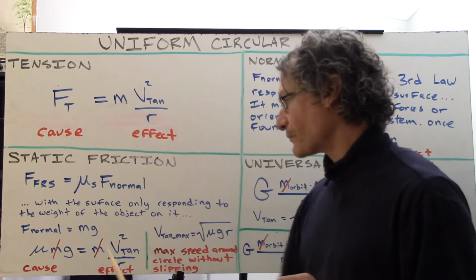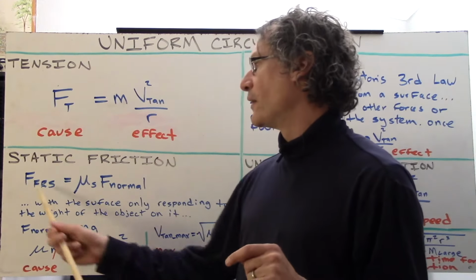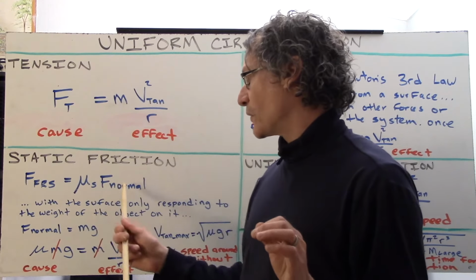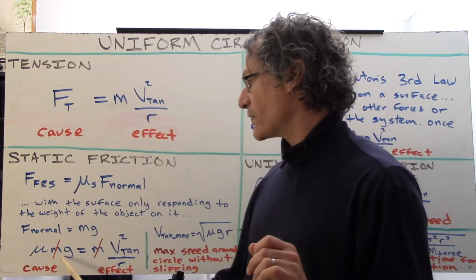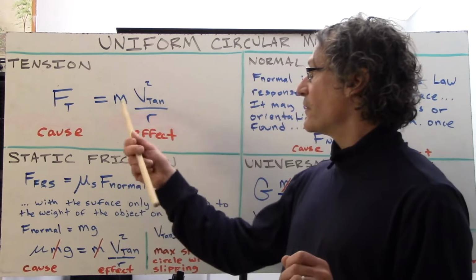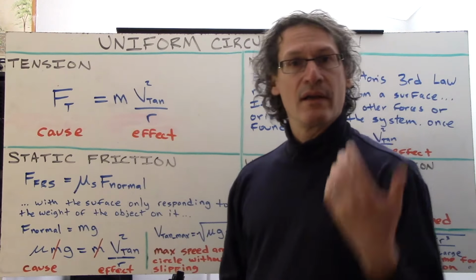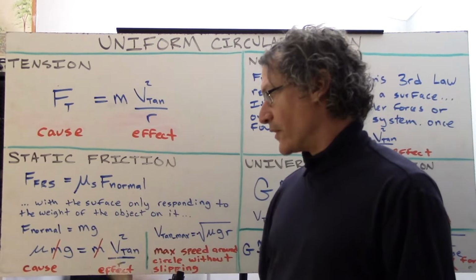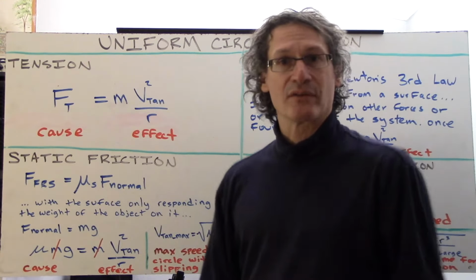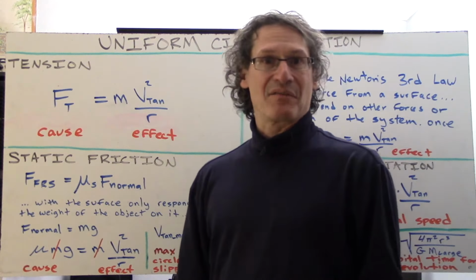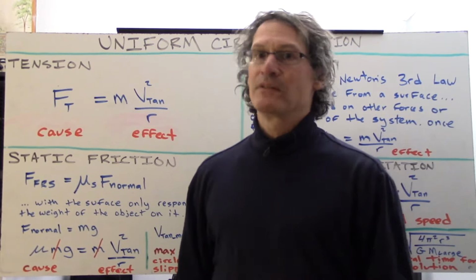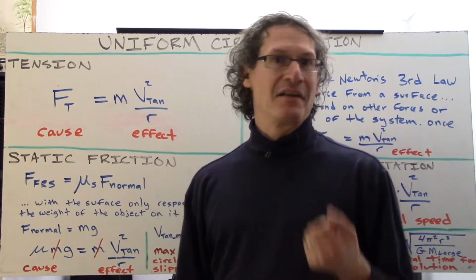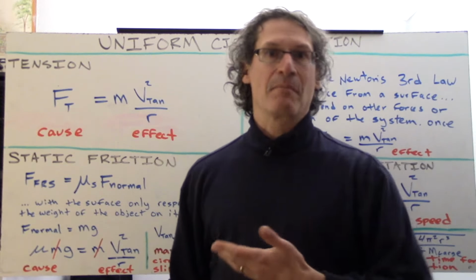So here we go. Force of friction static is mass times gravity, the force normal part, times mu static. So it's mu times mg equals the expression that we know for uniform circular motion, m times v tangent squared over r. Notice this, masses cancel. It doesn't matter what the mass is of the object that's making the turn. It doesn't matter if it's a bicycle or a tractor trailer. The mass doesn't matter in terms of making it around the corner.